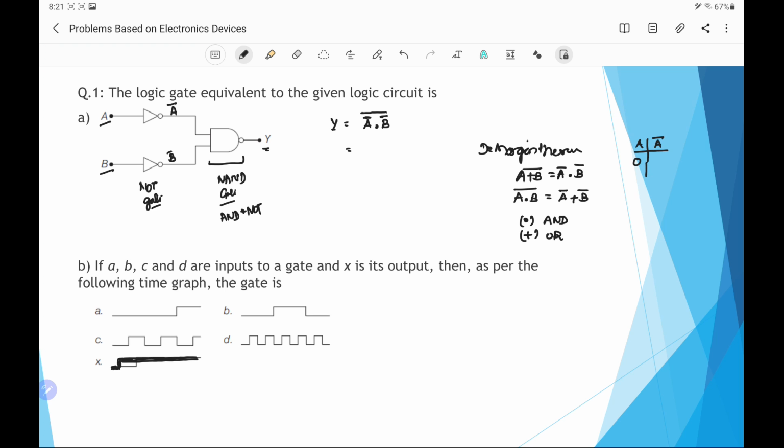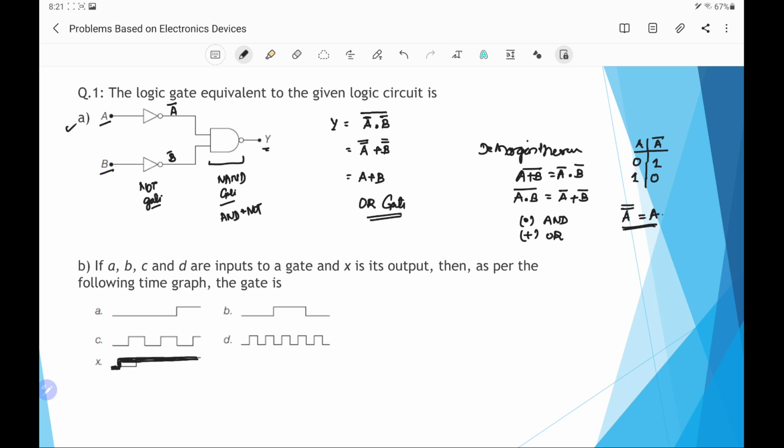That means if input is A and A is 0, then the complement of A is 1, and if A is 1, then the complement of A is 0. So using De Morgan's theorem, we can write A double complement or B double complement. That means in De Morgan's theorem, the plus sign is replaced by dot and dot is replaced by plus. This is equal to, the complement of the complement is the input itself, so we can write it is simply A or B. So we can say this logic circuit is an OR gate.